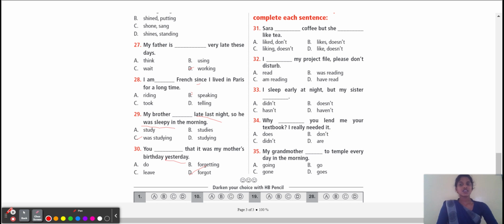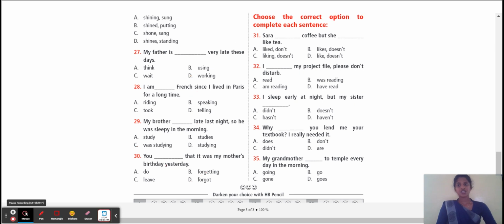Here we can see the 31st question. Choose the correct option to complete each sentence. 31st question: Sarah dash coffee, but she dash like tea. Here, two boxes are there. Options: like, don't like; doesn't like; liking, doesn't like; likes, doesn't like. Here the correct option is present tense, so you can use likes and doesn't. Why can we add s in front of the word? Like is a singular form, so we can add es. So likes is the correct answer.